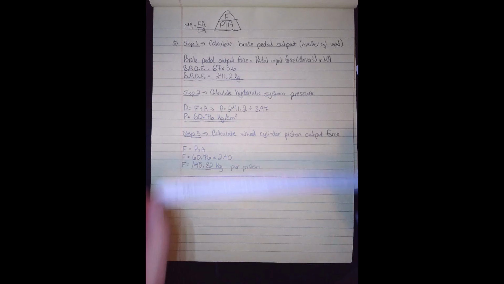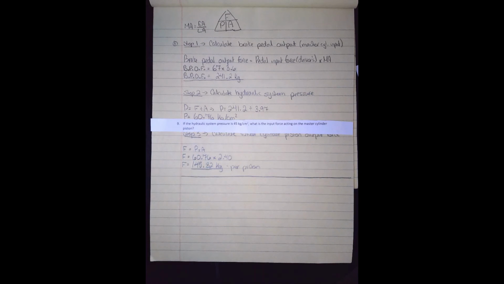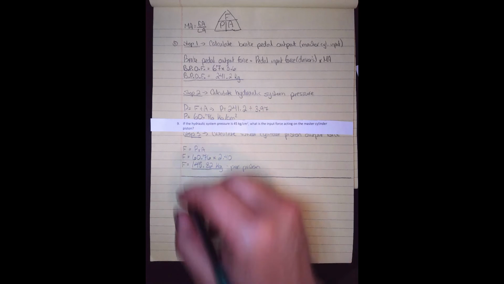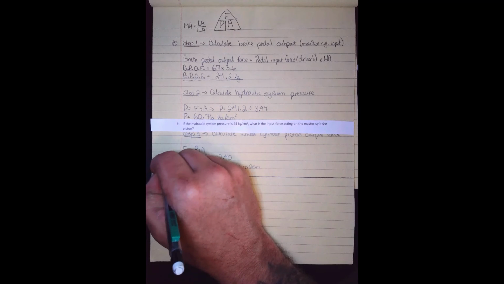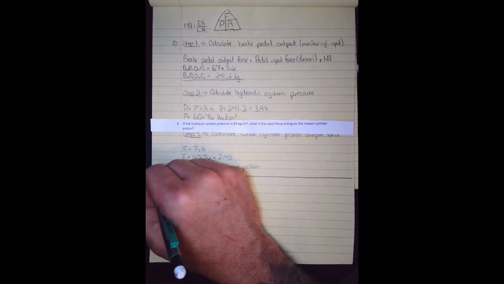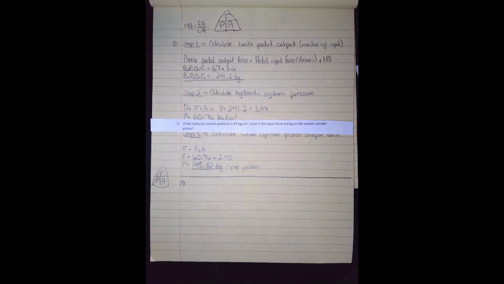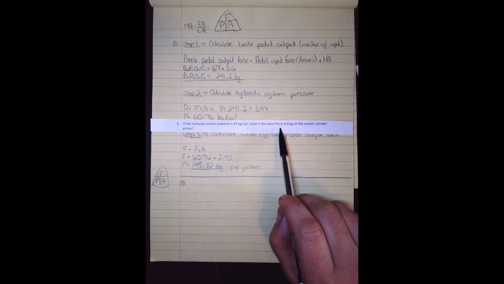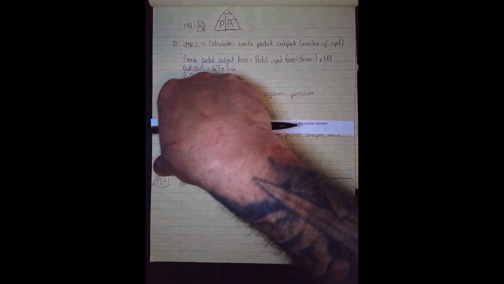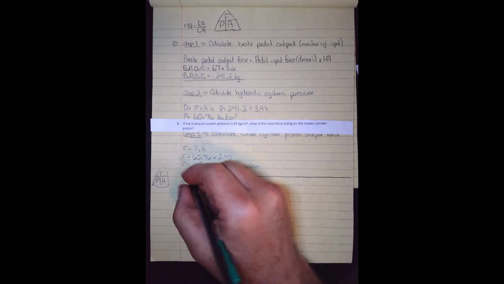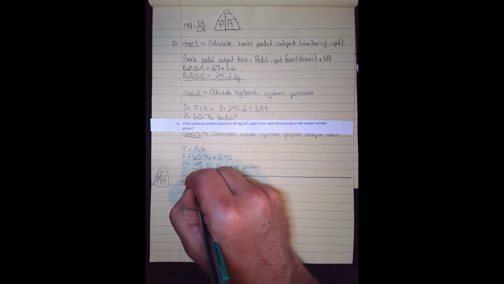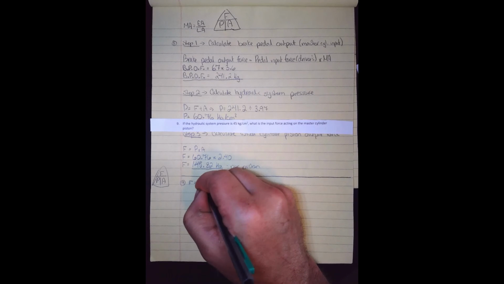All right, question number 9. If the hydraulic system pressure is 45 kilograms per square centimeter, what's the input force acting on the master cylinder? I moved my page up a little bit, so I'm just going to put our triangle over here. This is number 9. I keep forgetting the number of the questions. Right? We're looking for force again. So once again, pressure times area. So force equals pressure times area.